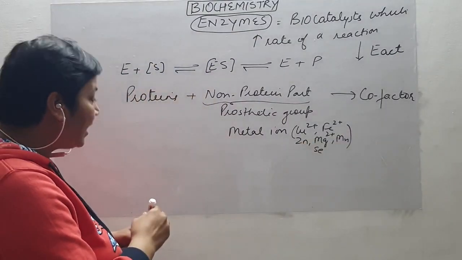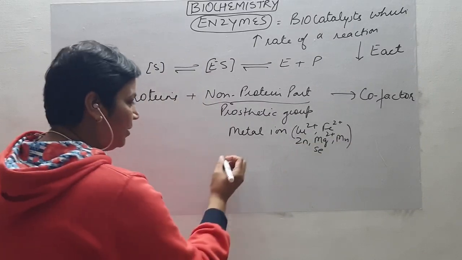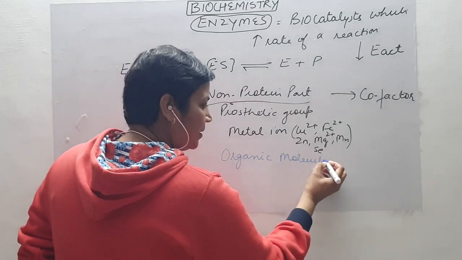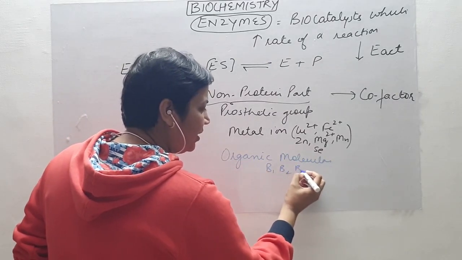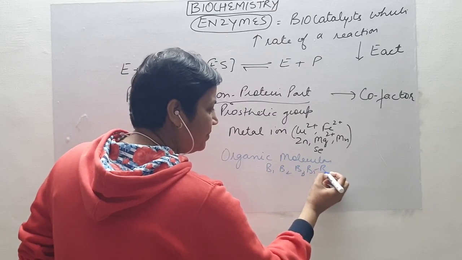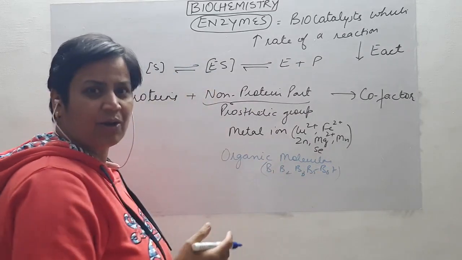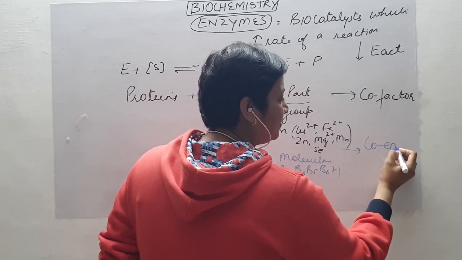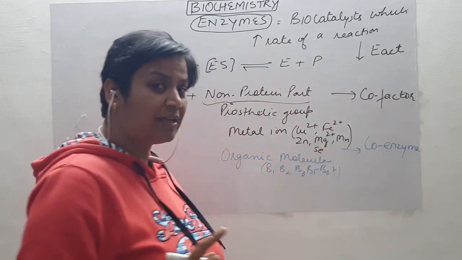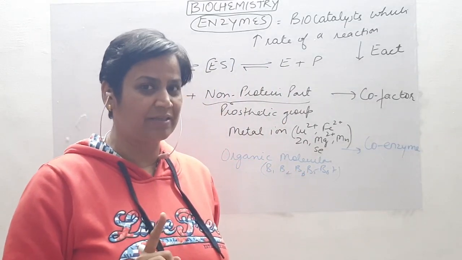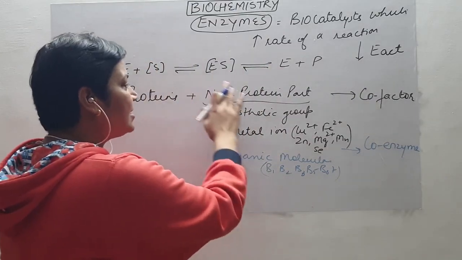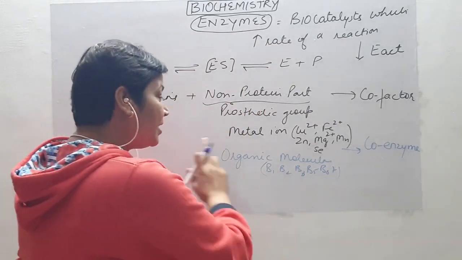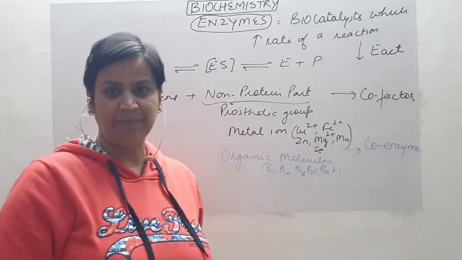And if it is attached to an organic molecule, like B1, B2, B3, B5, B6, B7, these are all types of vitamin B complex, it is known as a coenzyme. So there is a difference between a cofactor and a coenzyme. Cofactor is when the protein is associated with a metal ion, and when this protein part is associated with the organic molecule, it is a coenzyme.